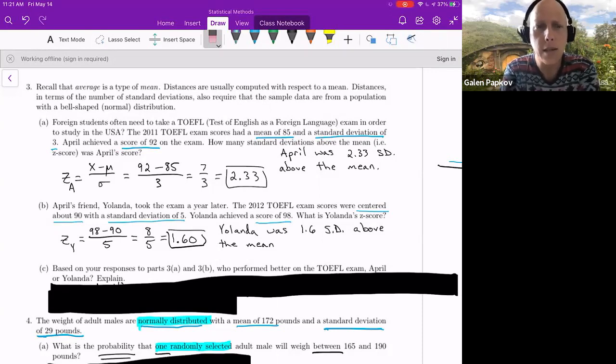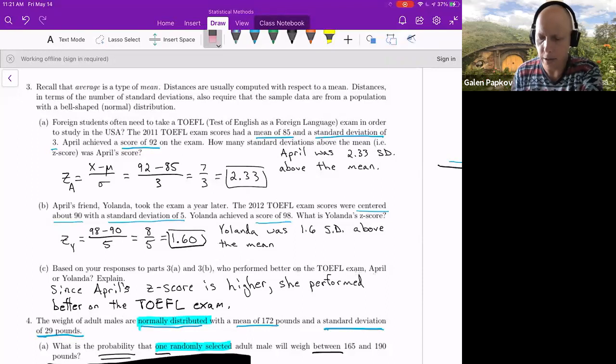And now we can say in part C, well, who performed better? Well, April was 2.33 standard deviations above the mean versus Yolanda's 1.6 standard deviations above the mean. So that means that April did better on the TOEFL exam.